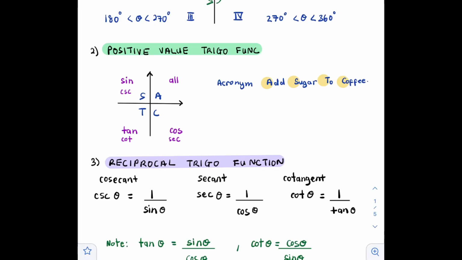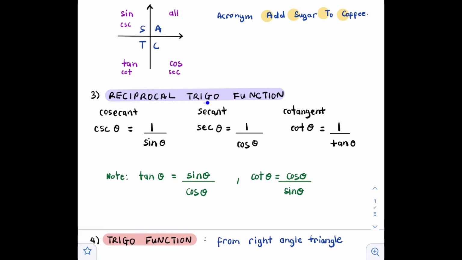Okay, number 3 is about the reciprocal trigo function, where you have the cosecant. Cosecant is what? 1 over sine. So CSC stands for the cosecant theta, 1 over sine. SEC is the secant theta, which is 1 over cos. COT, cot theta, is actually cotangent, where cotangent is 1 over tangent theta. So this is the formula that you have to know about the reciprocal trigo function.